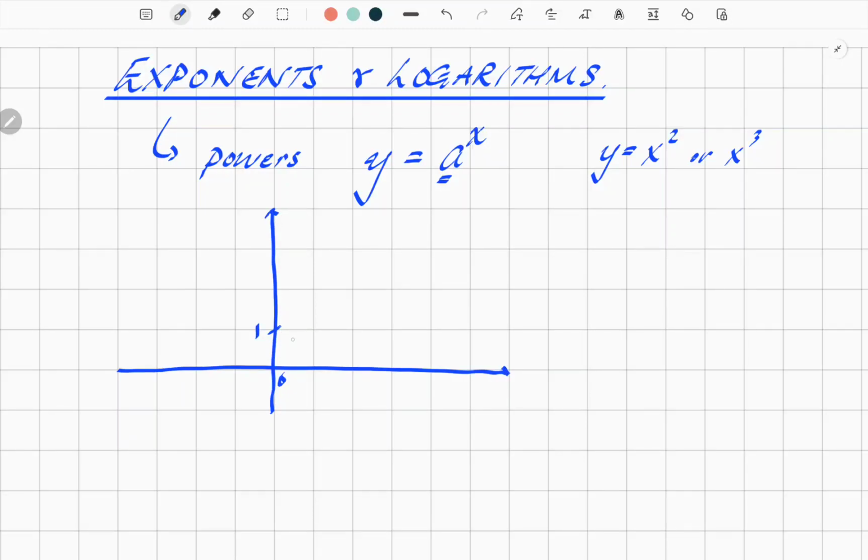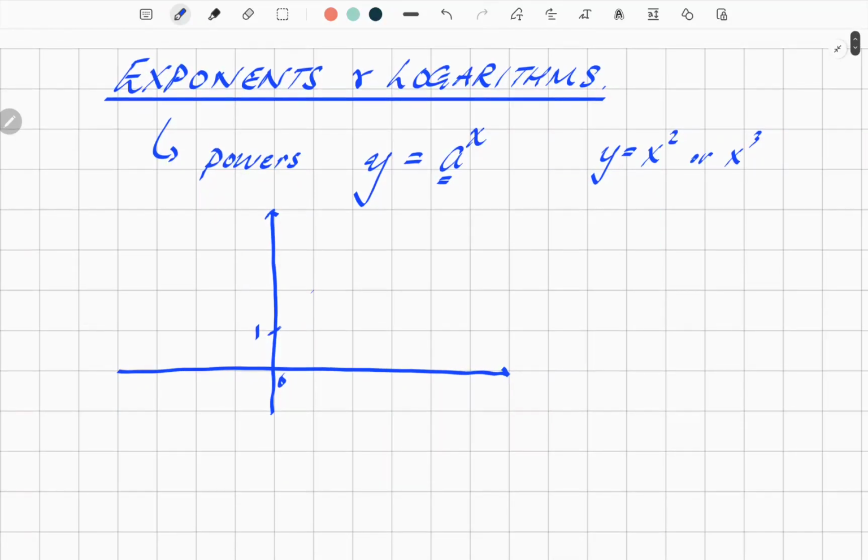So that's 1. The next one, 2 to the power 1, is obviously 2. The next one, 2 to the power 2, is going to be 4, etc. So schematically, we know that it's going to get steeper and steeper as you go along, like that.